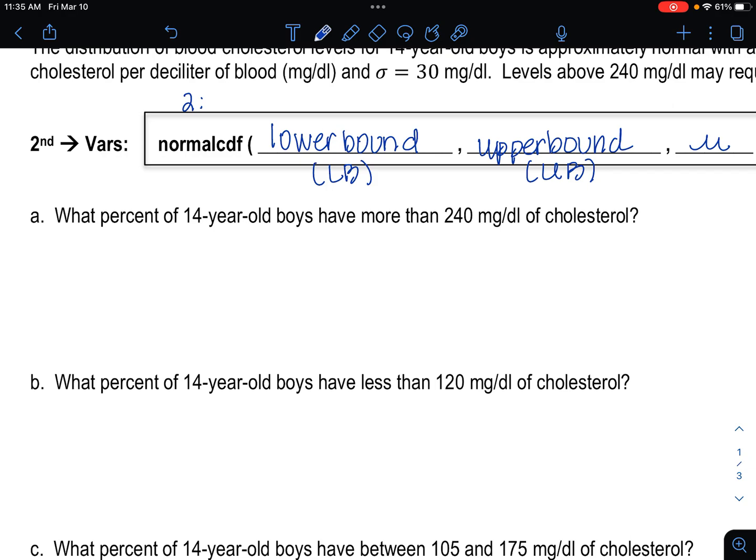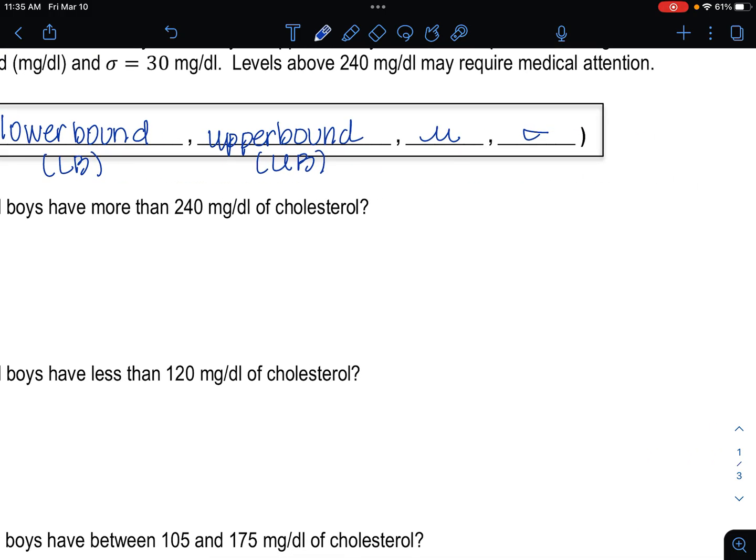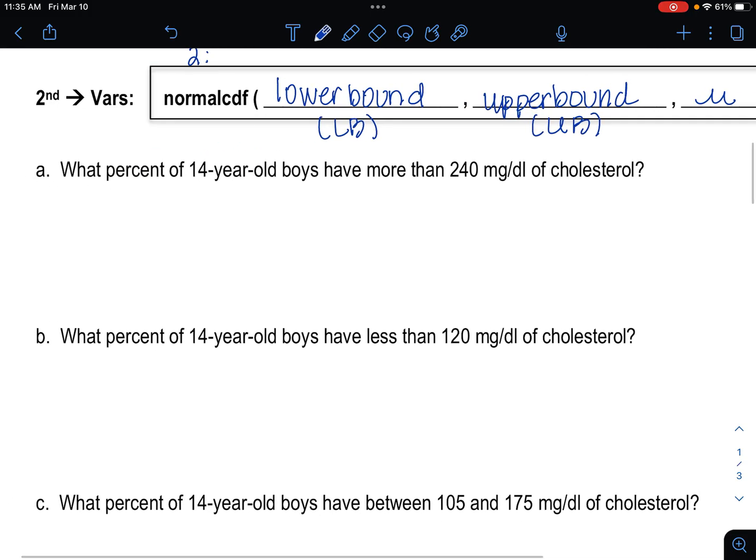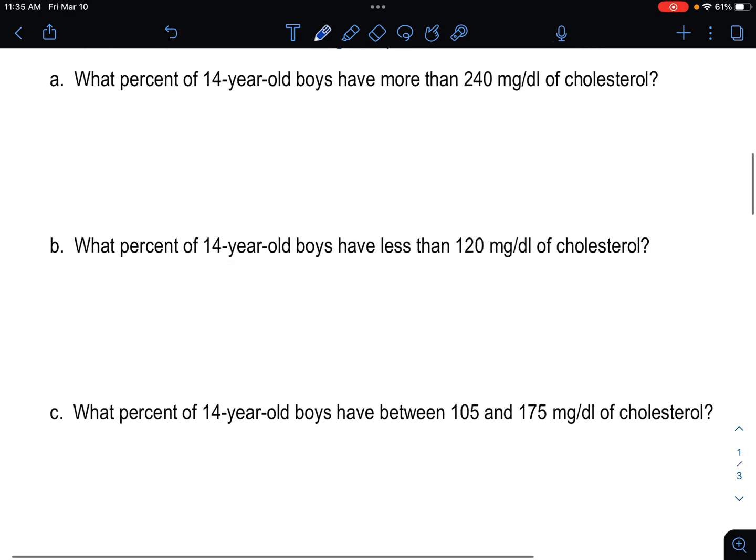So if you have a TI-83, what you're going to do is write down what the lower bound is, then you're going to put a comma, the upper bound, comma, the mean, comma, standard deviation, comma. I'll show you where the comma button is in case you have a calculator like that. I have a TI-84 on my iPad, so mine looks a little bit different. I'll show you that also. Okay, so let's go ahead and get started on this problem right here.